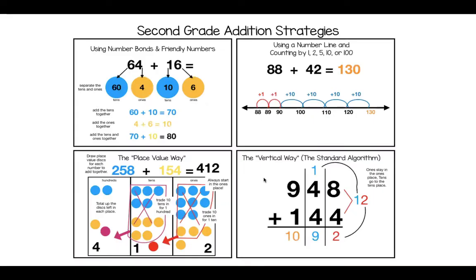Okay, and to do that, we have so many strategies in second grade. We learned how to use number bonds, number lines, count by 1, 2, 5, 10, or 100, the place value way. But the vertical way, this is the strategy that is going to help you be able to be effective and efficient. My goal for you as second graders is to be able to solve every addition and subtraction problem using the vertical way. Okay, this will help you as your numbers get bigger and bigger.